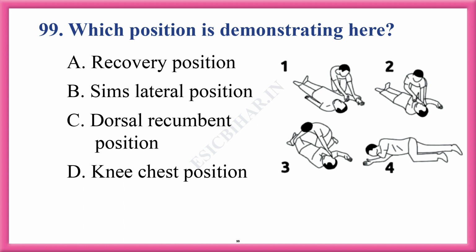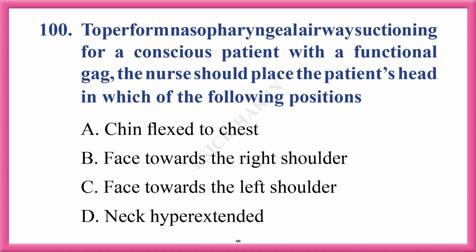A. Recovery position. B. Sims lateral position. C. Dorsal recumbent position. D. Knee chest position. And our answer is A. Recovery position. Question 100. To perform nasopharyngeal airway suctioning for a conscious patient with a functional gag, the nurse should place the patient's head in which of the following positions?